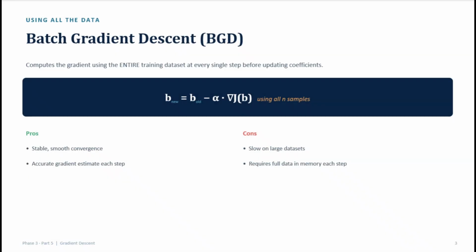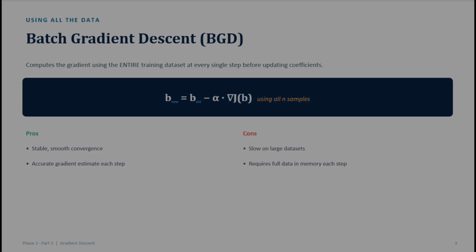The first type is batch gradient descent. In this approach, the algorithm uses the entire training dataset to calculate the gradient before updating the coefficients. Since it considers all the data, the updates are stable and consistent. However, there's a drawback. If the dataset is very large, calculating the gradient for every sample before each update becomes slow and requires more memory. So, batch gradient descent works well for smaller datasets, but isn't the best choice for very large ones.